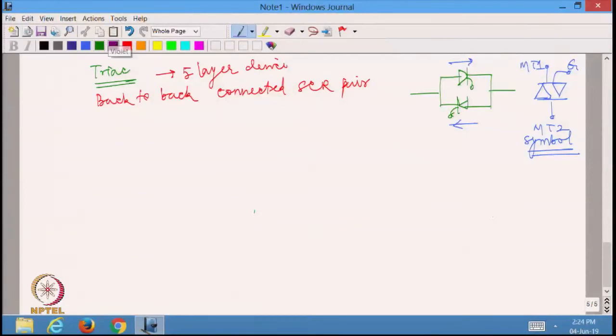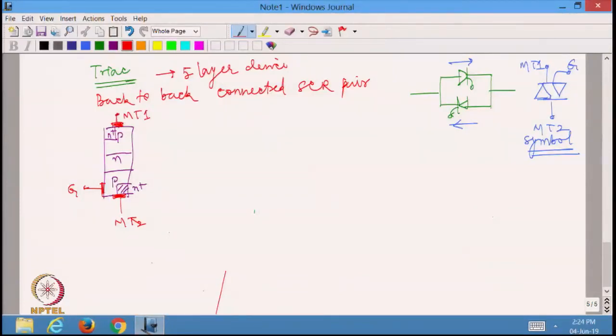The TRIAC is a 5-layer device I told you. So, we are going to have something like P, N and P. These are the 3 layers. Then I am going to have a N plus here and one more N plus here. Now, my gate may be connected basically from here. This is the gate terminal. Let me call this terminal as MT2 and let me call this terminal as MT1.